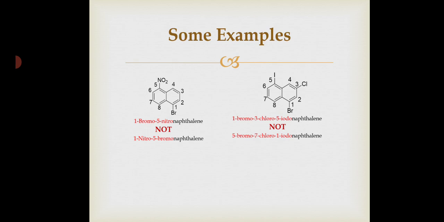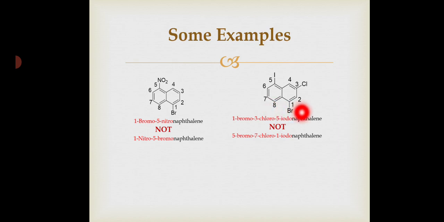Now again from the priority table, you know who gets preference among these halides? Bromo, chloro or iodo. Bromo gets preference over chloro and chloro gets preference over iodo. If you have forgotten this, go back to the priority table, see the priority order. So the numbering will start from the bromo group. So it goes in this manner: 1, 2, 3, 4, 5, 6, 7, 8.